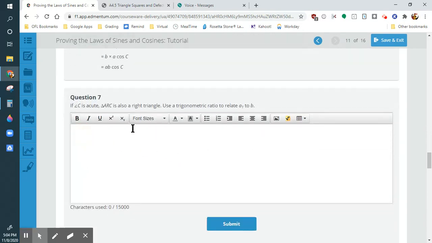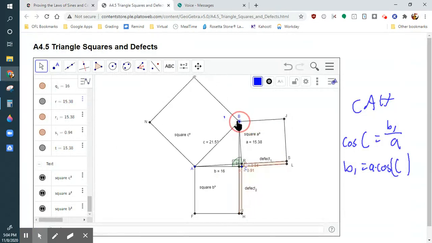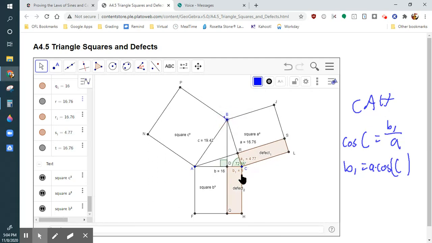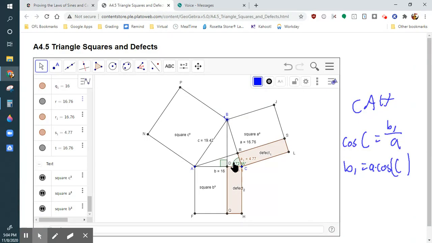All right. So now we want to do it for an acute triangle, which is what we did before. This time, what are they asking? Use a trigonometric function to find A sub 1 to B. Okay, so B is this, A sub 1. So this is side B. This is our shorter end. We're going to say that this right here is a 90-degree angle.